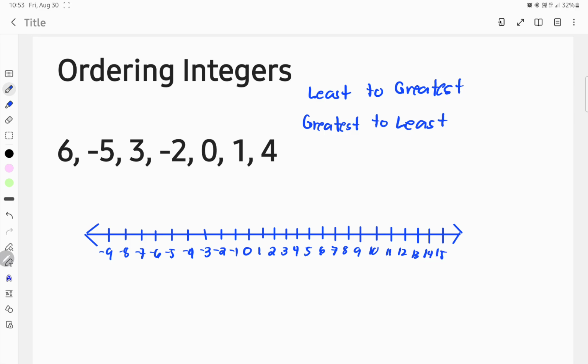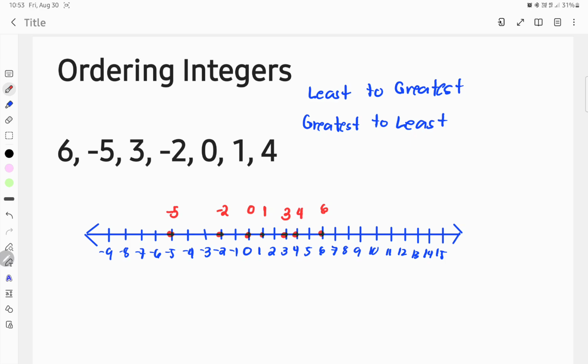Now, I'm going to plot all the numbers one at a time. So I need to plot 6. So 6 is located here, so I could put 6 there. Next, negative 5. Negative 5 is located here. Then I have 3 here, and then let's go with negative 2. Then I have 0, and then 1, and then I have 4.